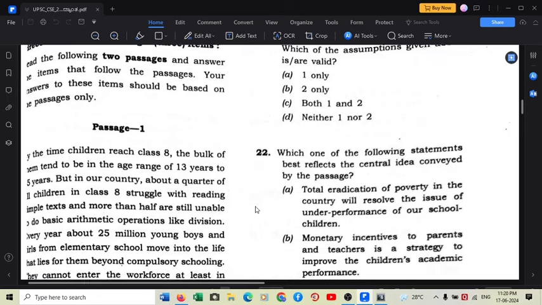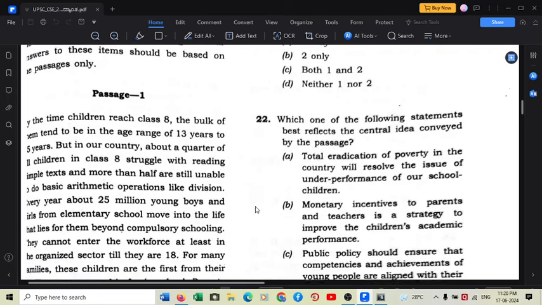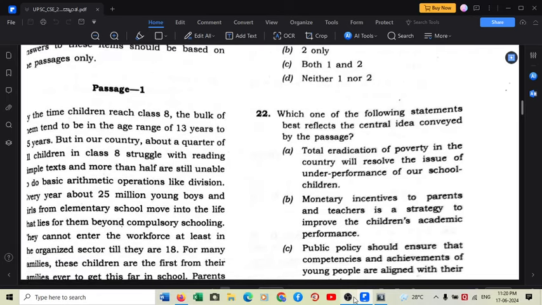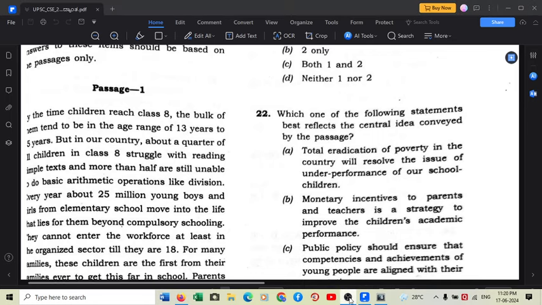So let us move to question number 22. It is from the same passage. Okay, same passage. Just allow me 5 seconds. I'll just check the recording. I'll just cross check whether it's happening or not.